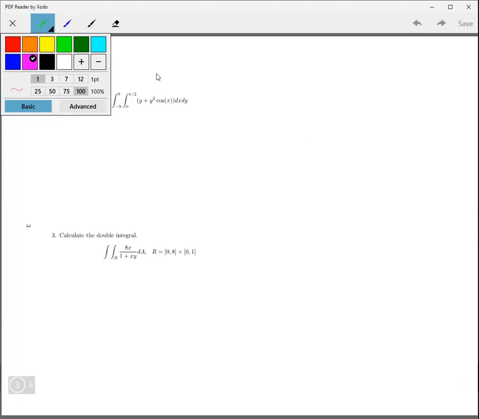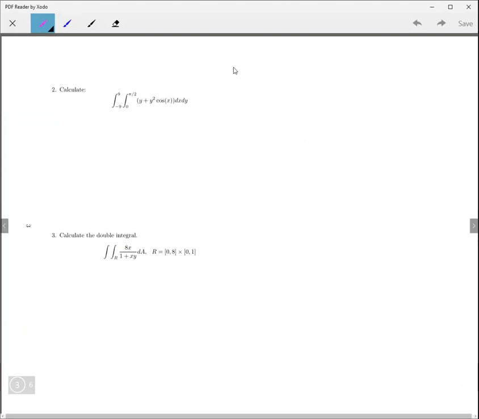Let's try that color. Okay, so like I said before, you look at just this inside part right here. Ignore the dy and ignore this -9 and the 9. Only look at that part. And what you want to do is integrate this with respect to x, and treat y as a constant, okay?